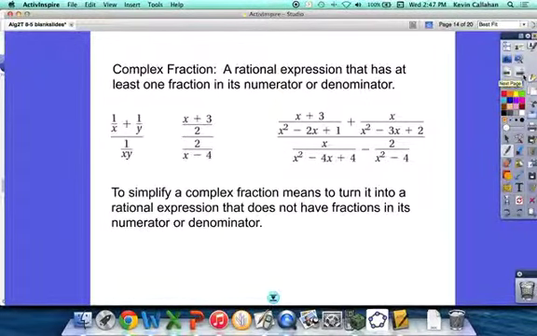All right, the last thing is complex fractions. Complex fractions means, okay, hurry up.